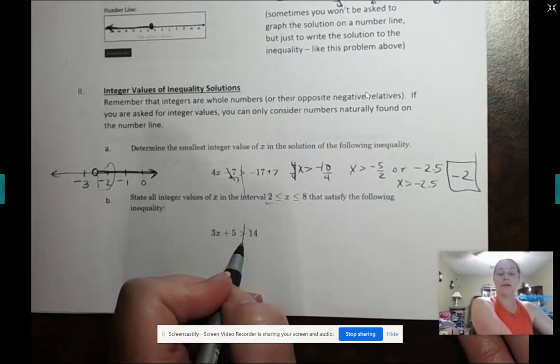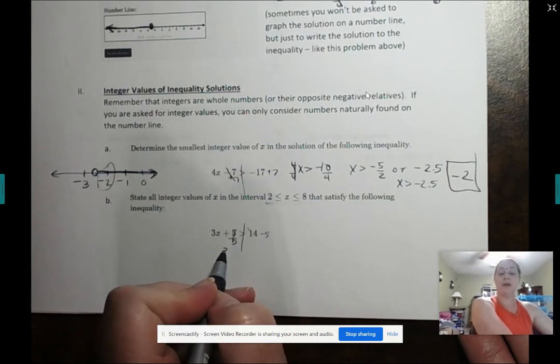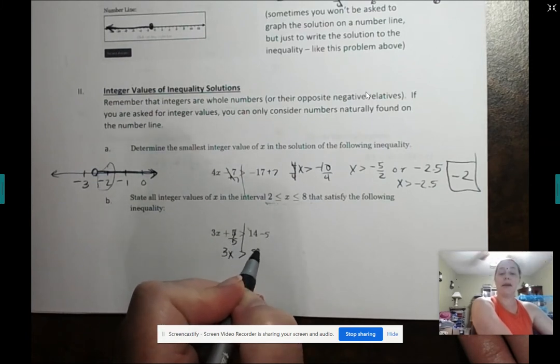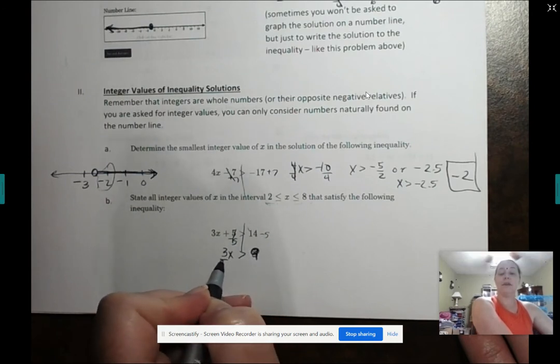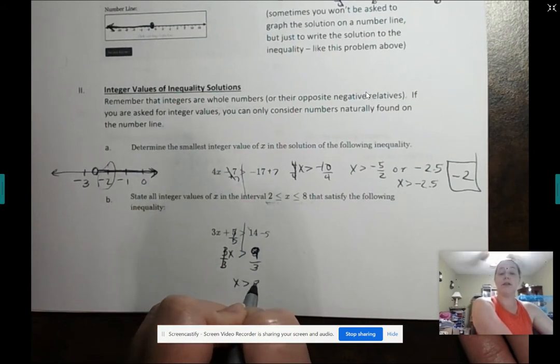So I'm going to solve for x just like we have been. The number itself that we get in our solution may not be an integer. Oh, sorry, that's a 9. I'm going to divide, and I get x is greater than 3.